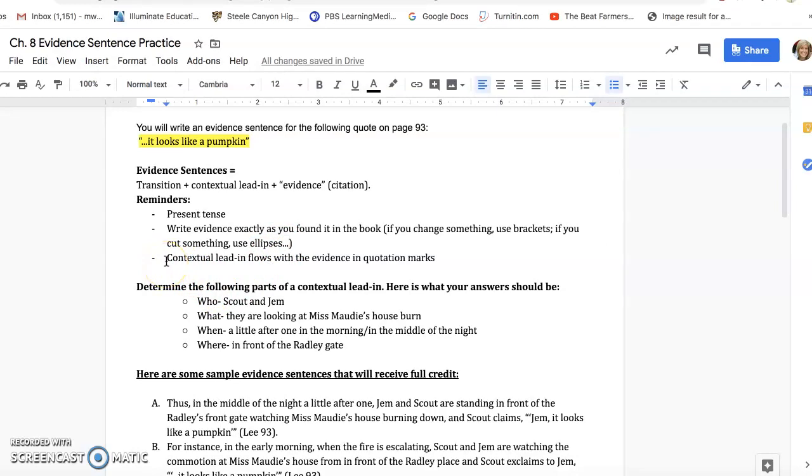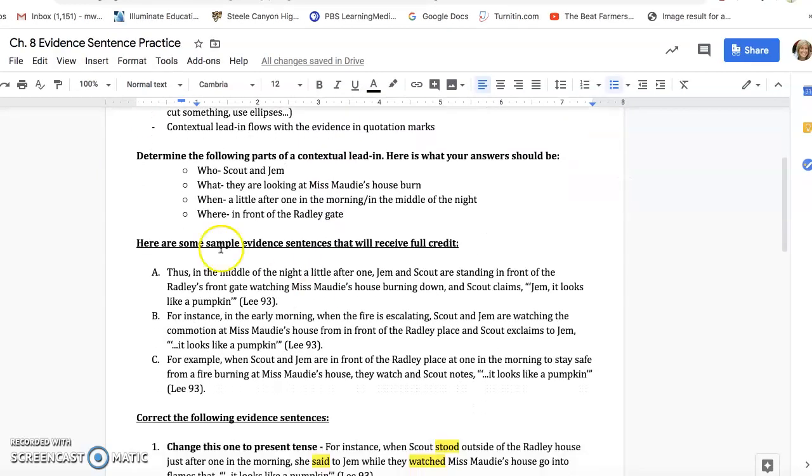Another reminder is that contextual lead-ins have to flow with the evidence in the quotation marks. It all has to sound like one sentence. It can't sound like 2 sentences. An evidence sentence has to sound like one sentence, even if there are numerous sentences in the evidence itself. The whole contextual lead-in has to flow with the evidence like one sentence.